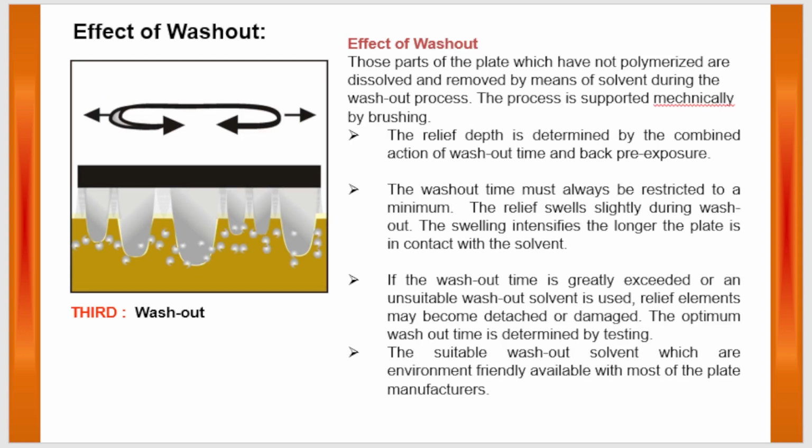Then the next step is washout. The effect of washout is that those parts of the plate which have not polymerized are dissolved and removed by means of a solvent during the washout process. The process is supported mechanically by brushing. The relief depth is determined by the combined action of washout time and back pre-exposure. The washout time must always be restricted to a minimum. The relief swells slightly during washout.